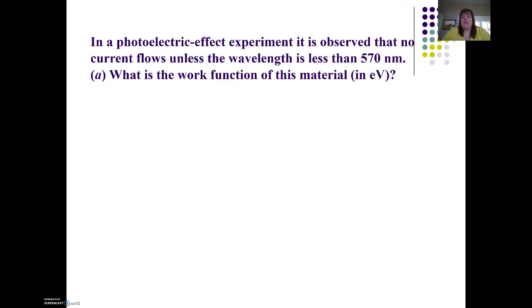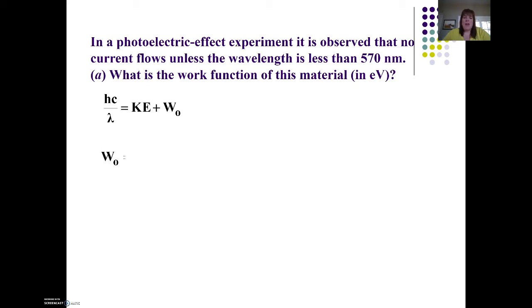So let's do some math. In a photoelectric effect experiment, we find that current doesn't flow unless the wavelength is less than 570 nanometers. So what is the work function of this material? Pause the video and see if you can get this correct, and then put it in electron volts.